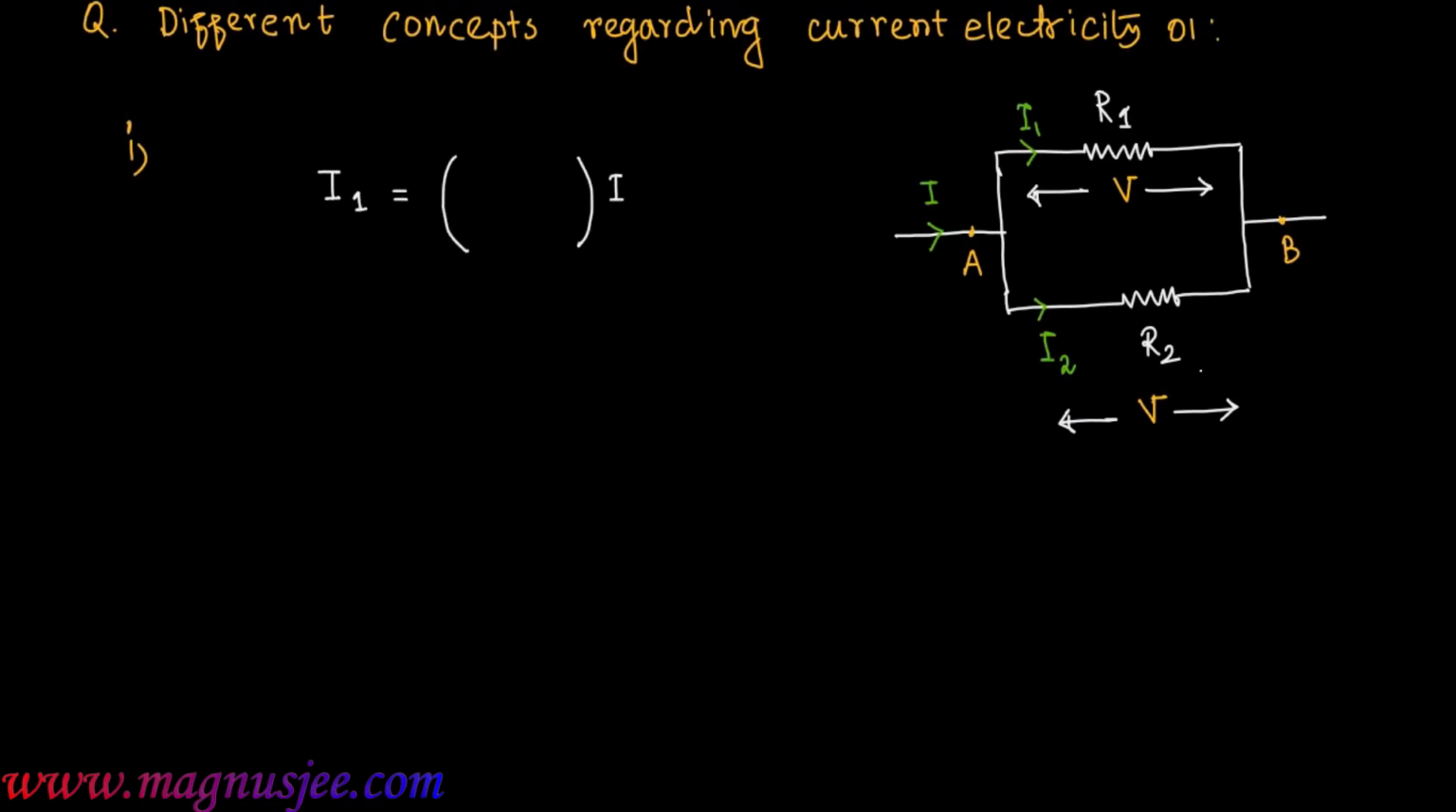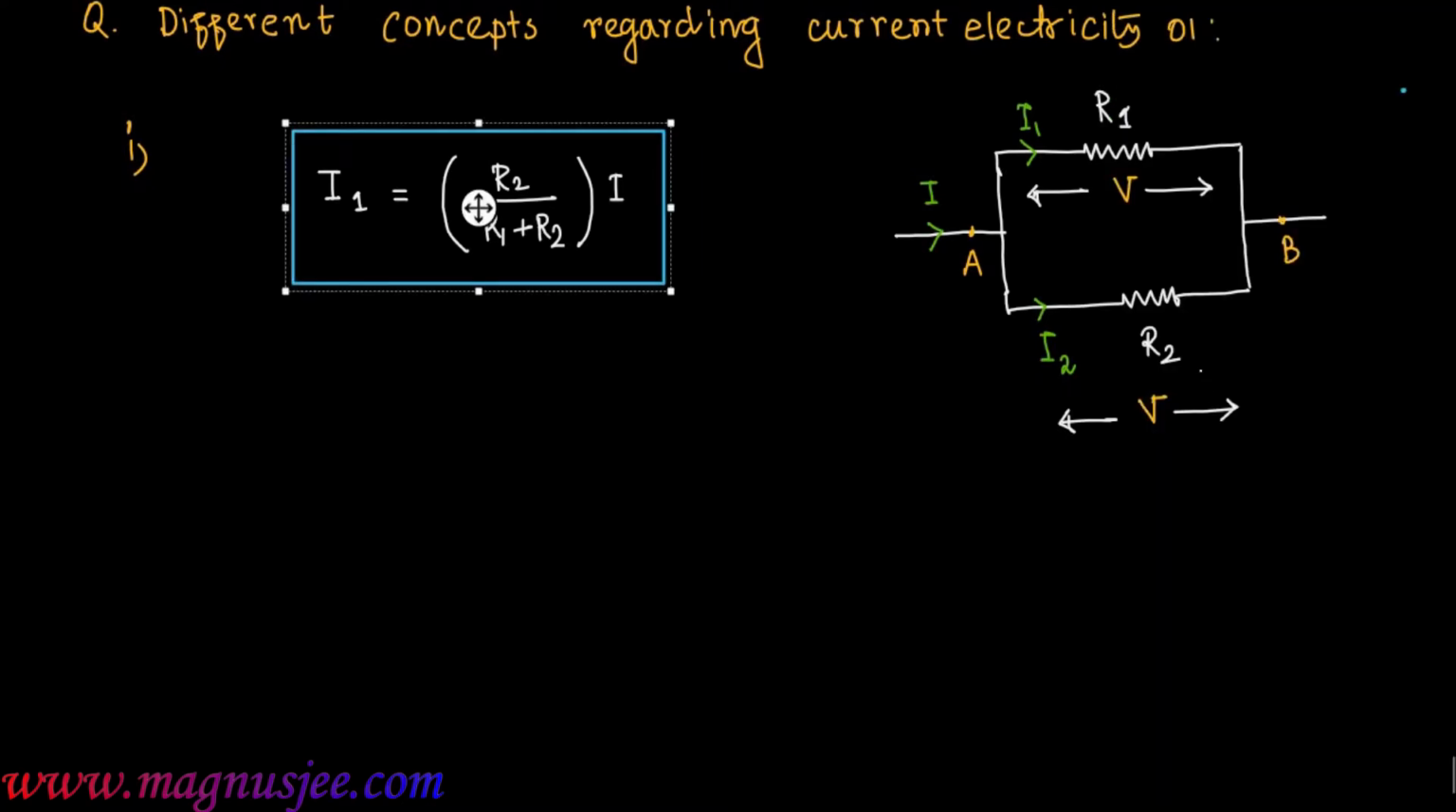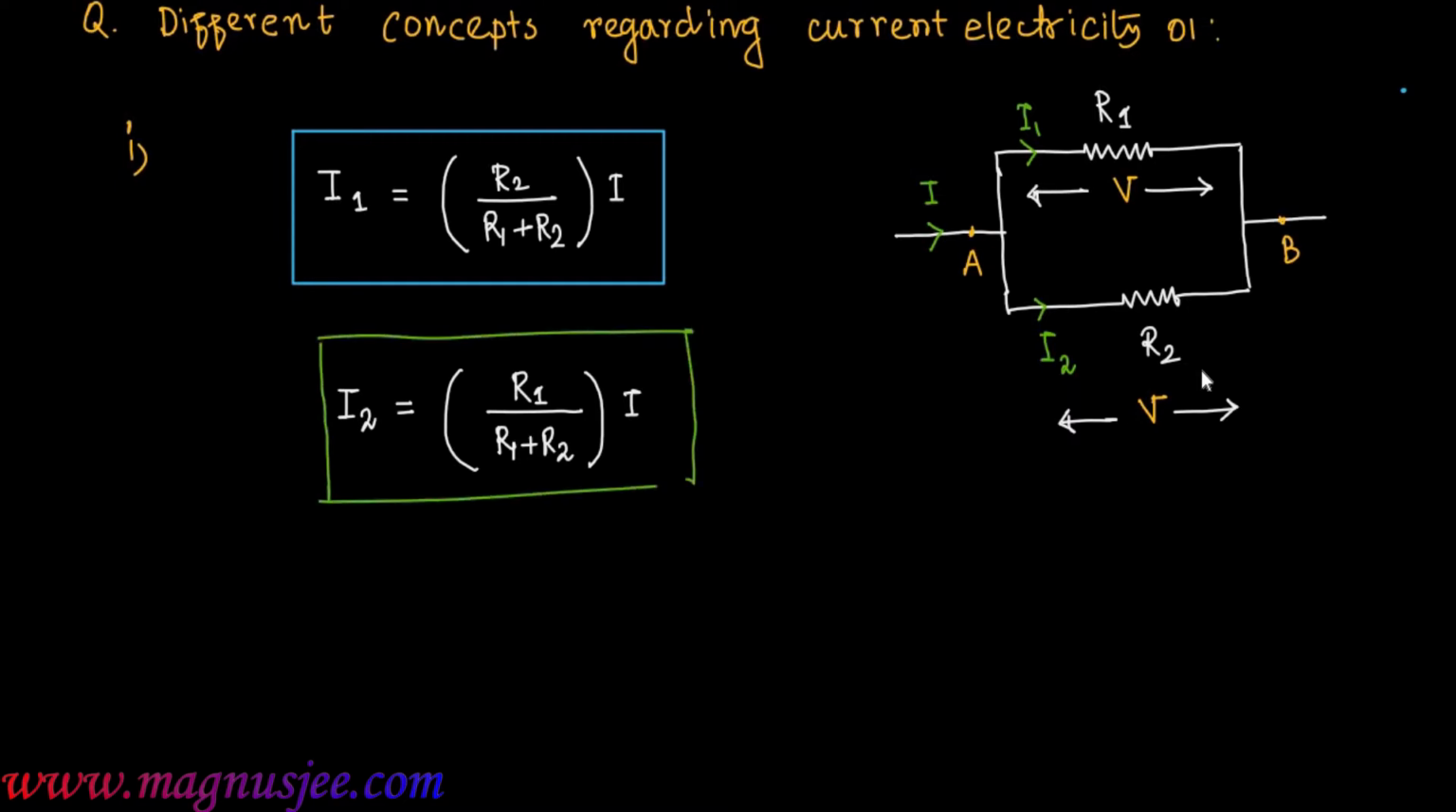Current flowing through the resistance R1 is I1, which is R2 divided by R1 plus R2 into I. I1 is equal to R2 divided by R1 plus R2 into I. That is the current flowing through the resistance R1. Similarly, current flowing through the other resistance R2 is I2, which is R1 divided by R1 plus R2 into I. That is the current flowing through the resistance R2.